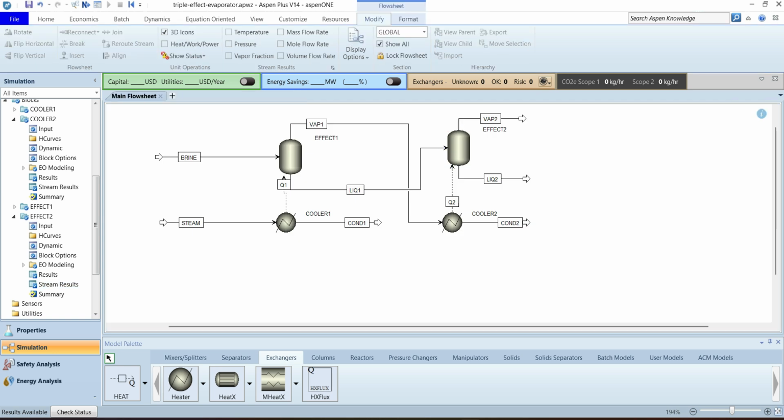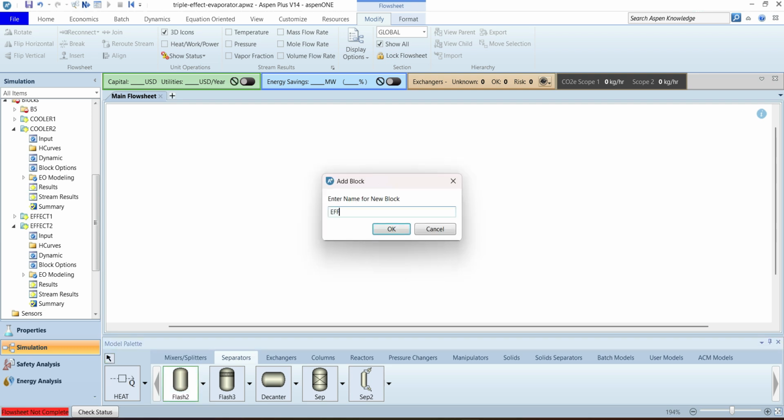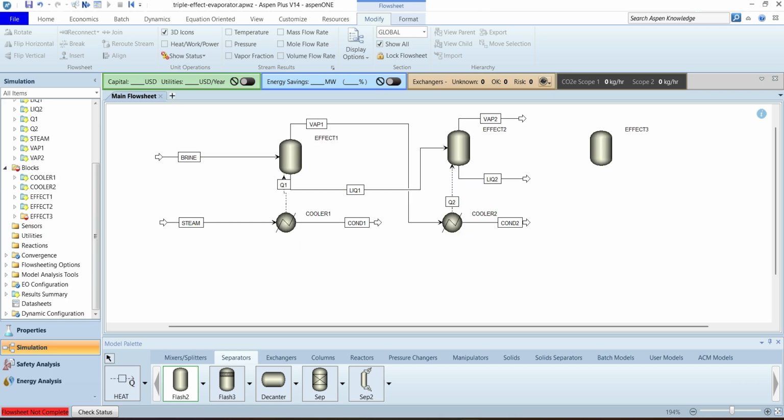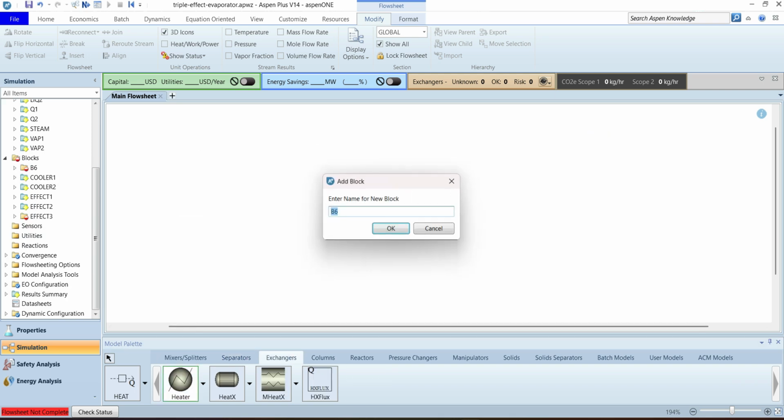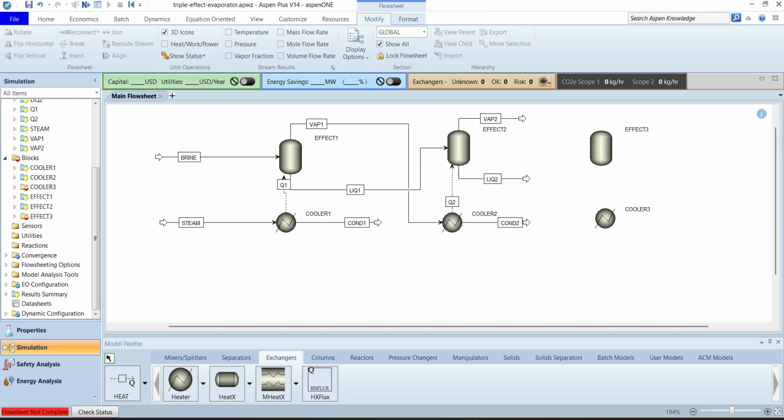Let's add the third effect. Again, we need a flash 2 block. Let's call it effect 3, and we need a cooler block. Let's call it cooler 3. Pass the vapors from the second effect as inlet of the cooler for release of the latent heat, and pass the concentrated brine from the second as a feed to the third effect.